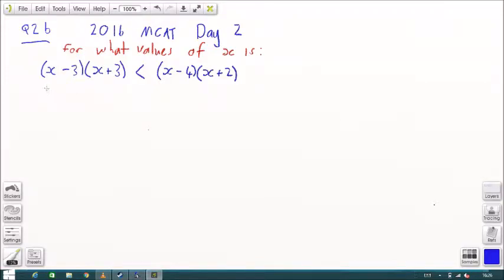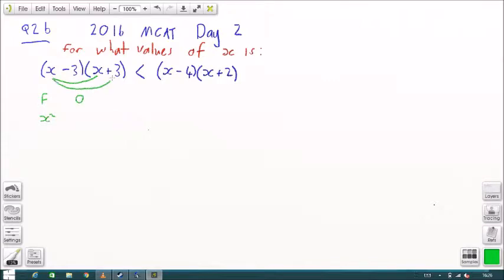Okay, for this question we're going to be looking at what particular values of x make the left hand side of this inequation less than the right hand side. Now we can just treat this like any equation, so if we just imagine that the inequation sign is just an equal sign, we can expand the left hand side using FOIL.